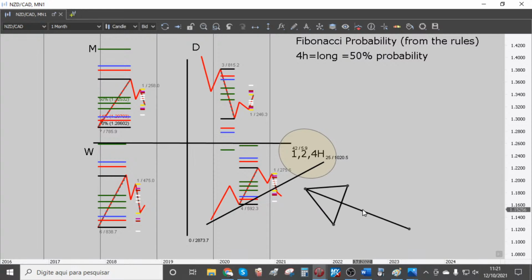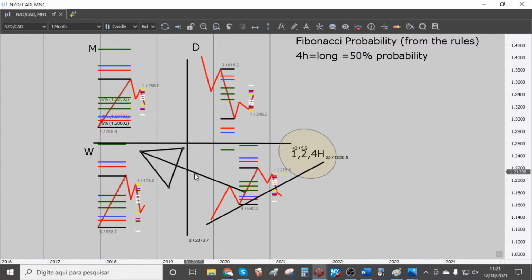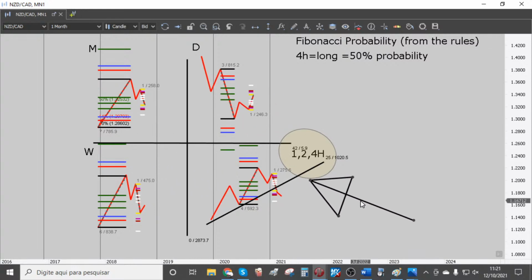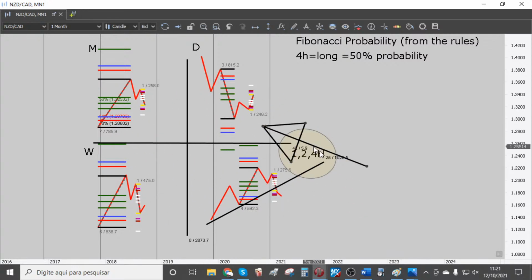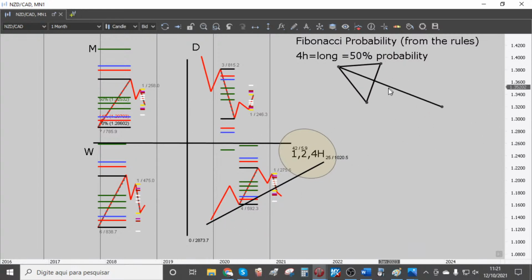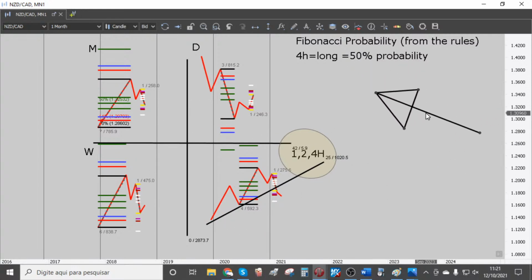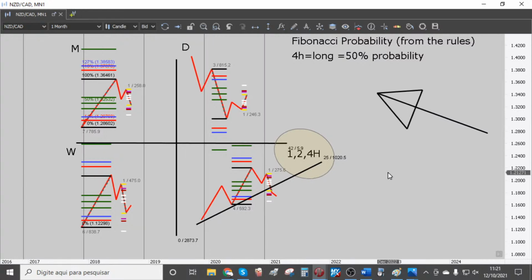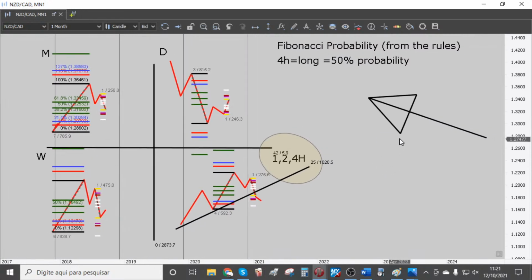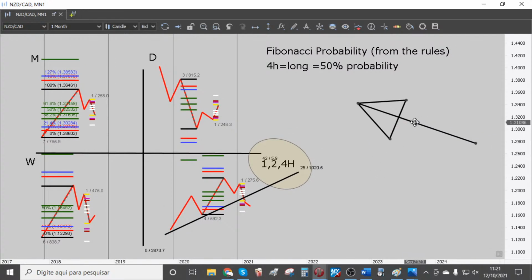Okay, MACD, stochastic, support, resistance, candlestick formations, okay, those are important. Afterwards we are going to trade the Fibonaccis and we are addressing the Fibonacci probability. Okay, beginner traders, this is what you must learn: not to mix apples with bananas.